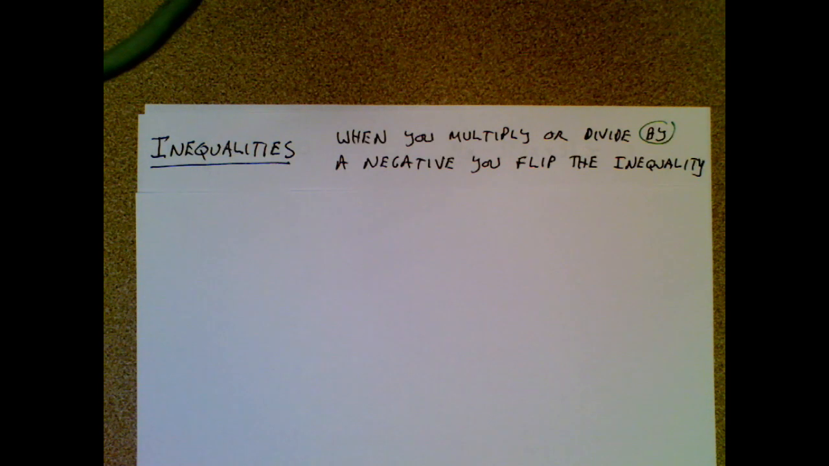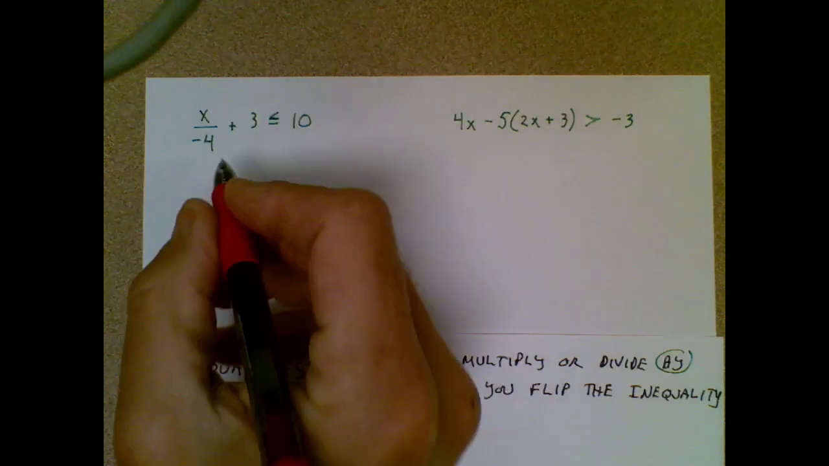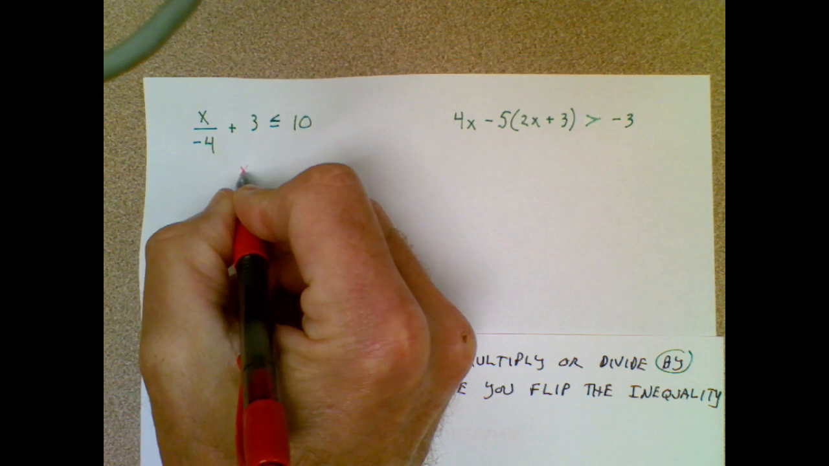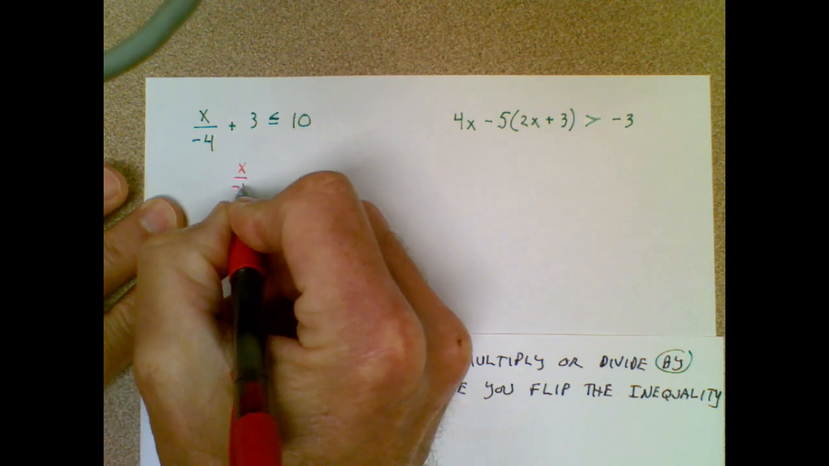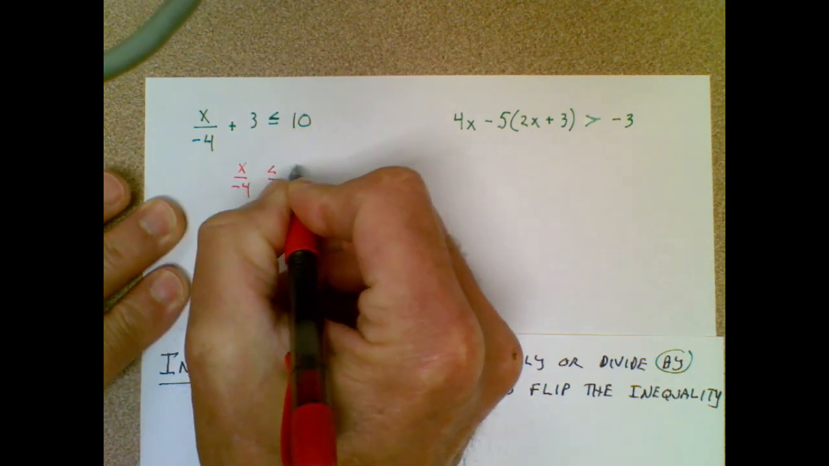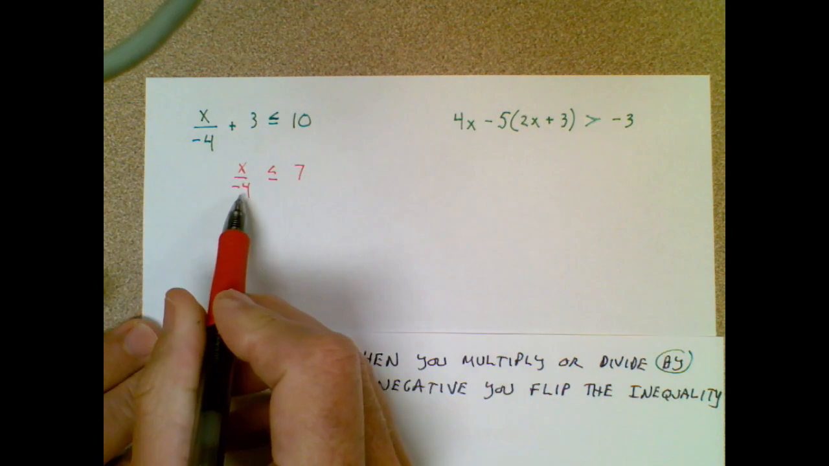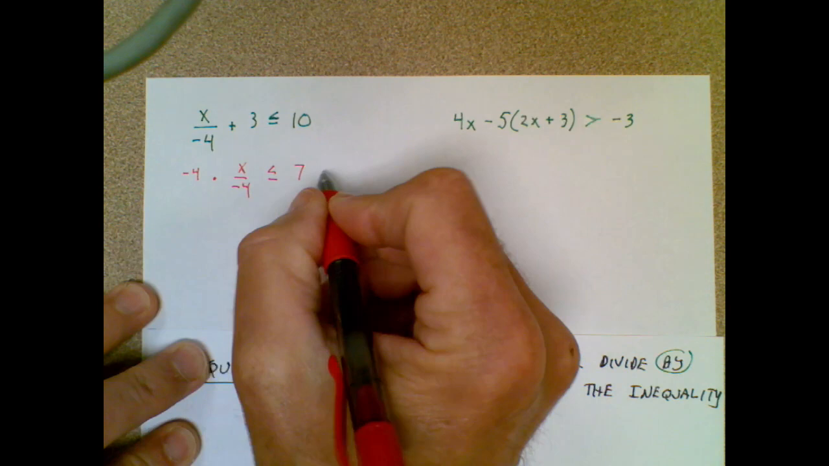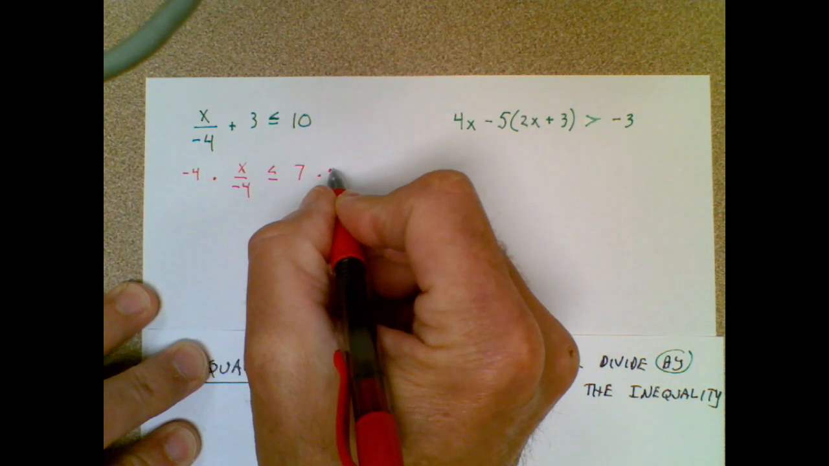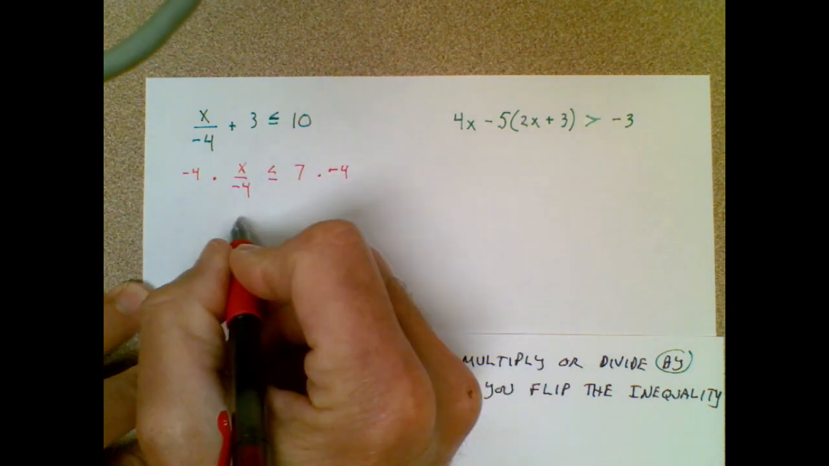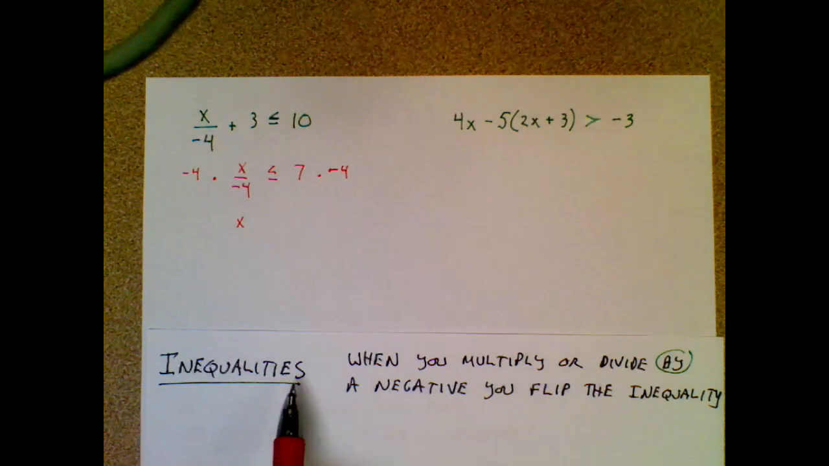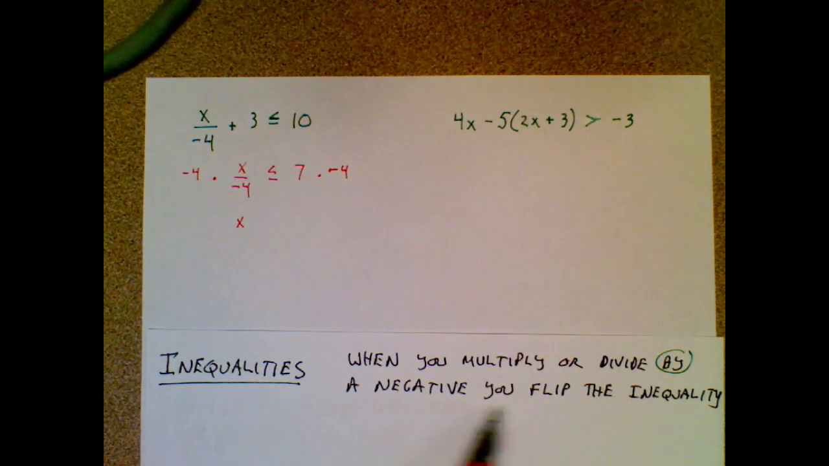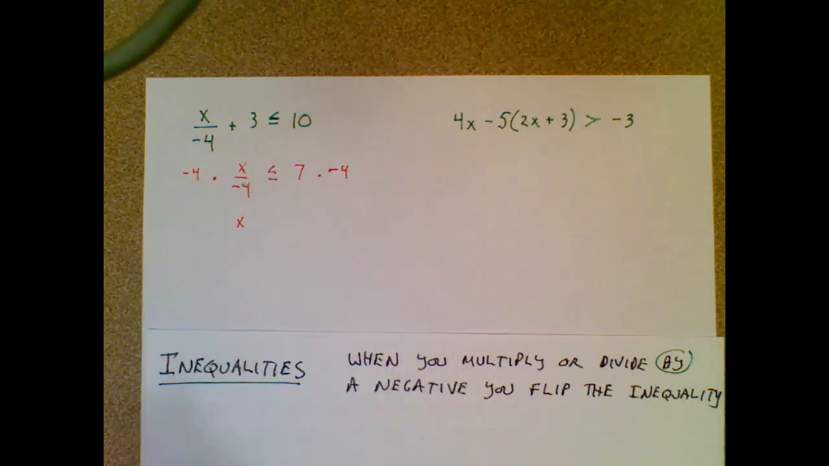We'll start with the example on the left, and the very first move would be to move the 3 to the other side. And now to get x by itself, we have to multiply by -4 on both sides. And when I do this, I'm now multiplying by a negative. I'm multiplying both sides by a -4.